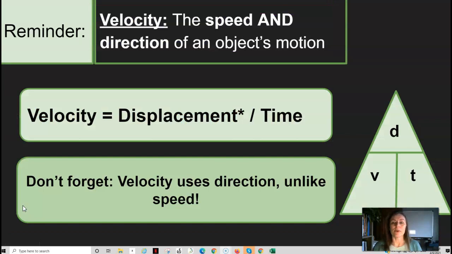All right, you also don't have to write this down. This was in your last set of notes. We're just going to go over this because we use velocity for momentum. So remember that velocity is the speed and direction of an object's motion, and that we calculate it by taking displacement divided by time. And we also have to include a direction like north, south, east, or west.